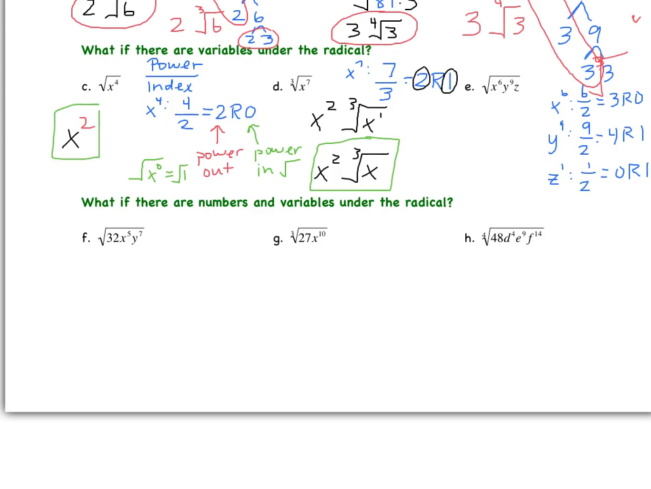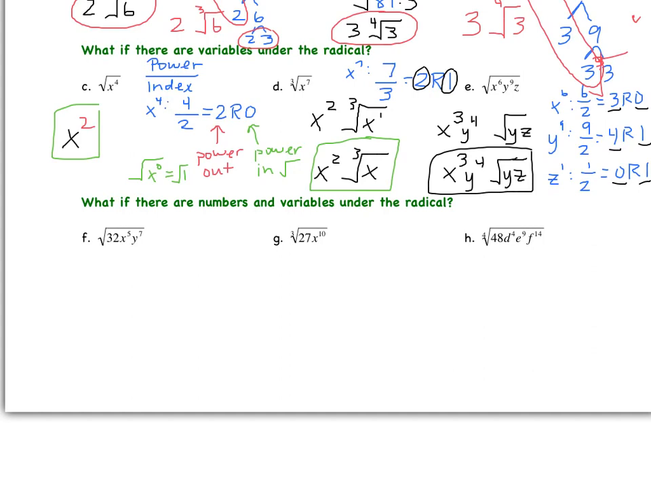So our final answer, well, let's see, how many x's come out? An x to the 3rd comes out, and no x's remain underneath the radical. A y to the 4th power comes out, and 1 y stays underneath. No z's come out, but 1 z remains underneath the radical. So our final answer: x cubed times y to the 4th times the square root of y times z.